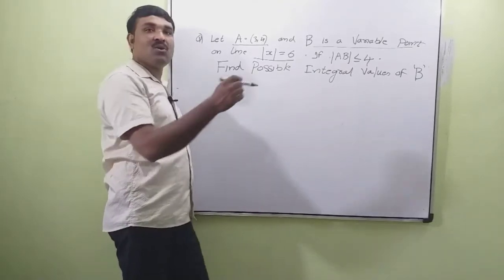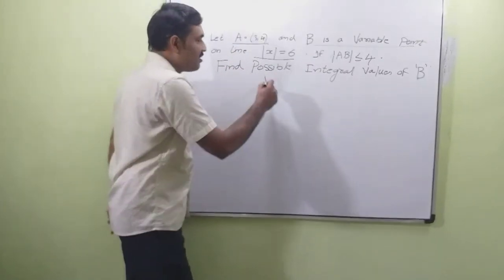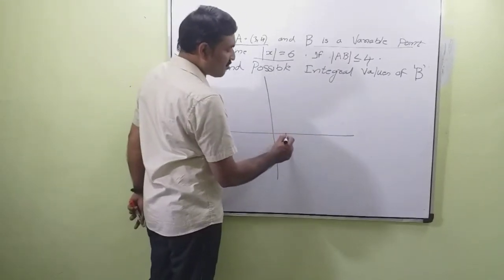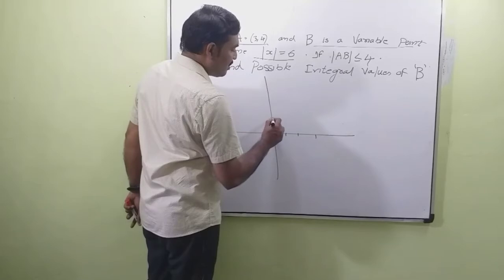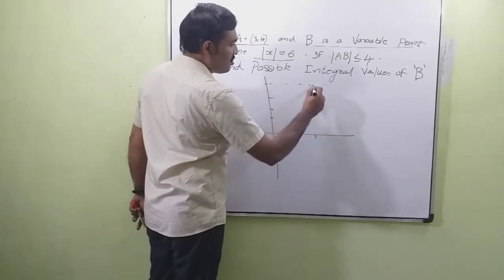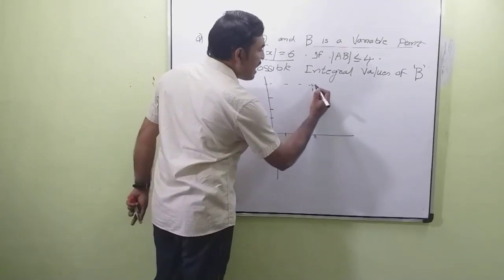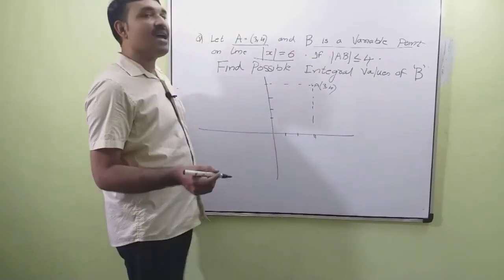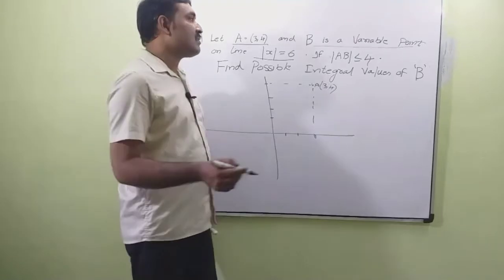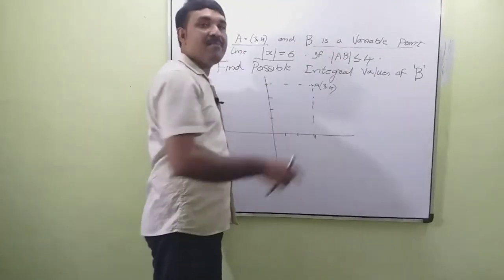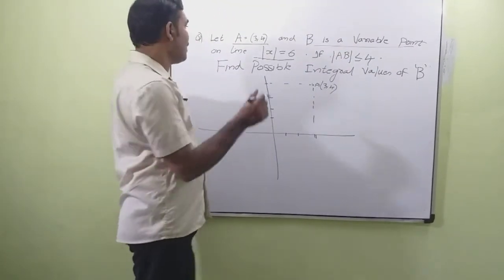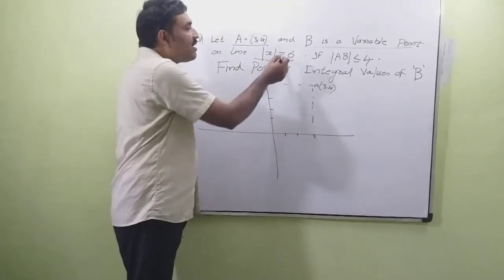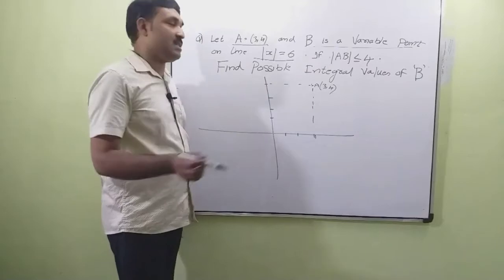Okay, now let's just draw the given condition. Now we have a point A, that is (3, 4). So 1, 2, 3, and 1, 2, 3, 4. So this is our point A, that is (3, 4). And we have another point B such that the modulus of AB is less than or equal to 4. And the point B is lying on the line mod x is equal to 6.